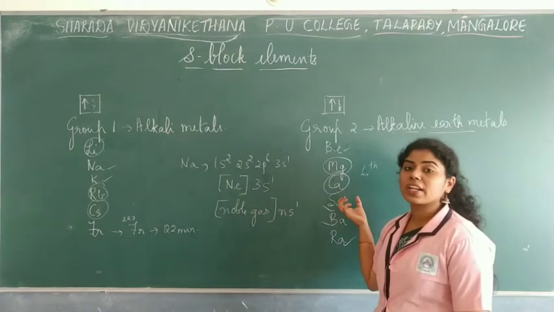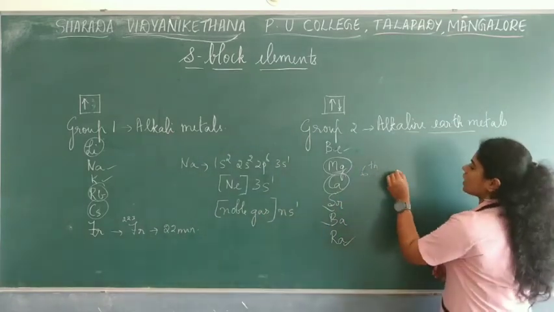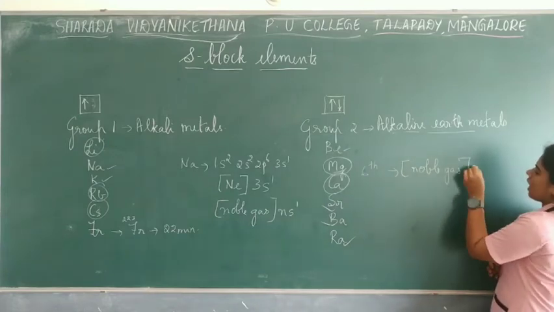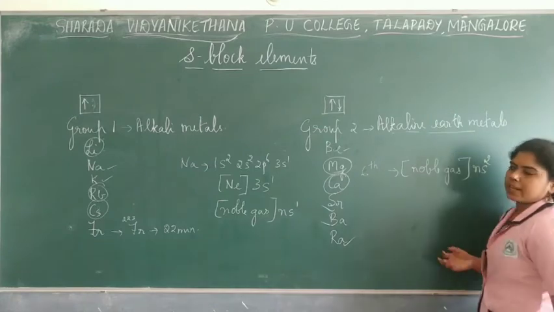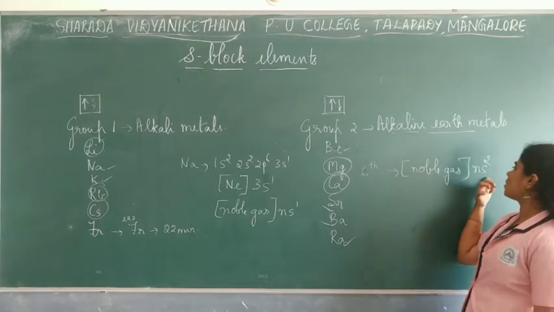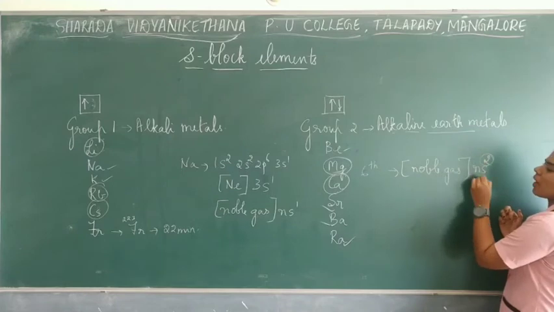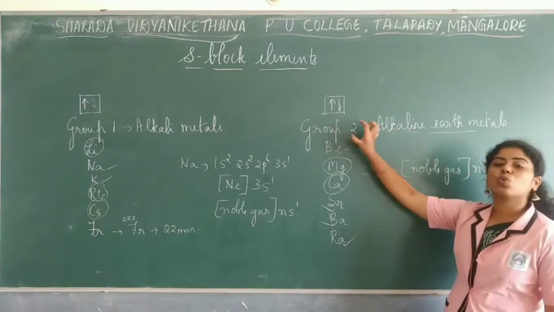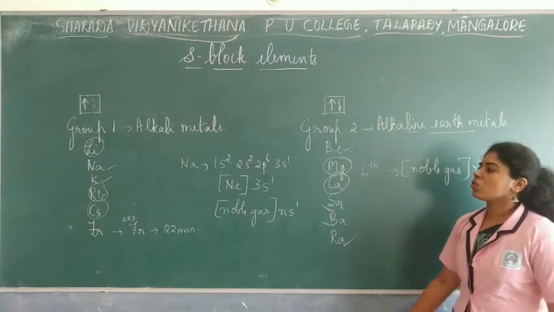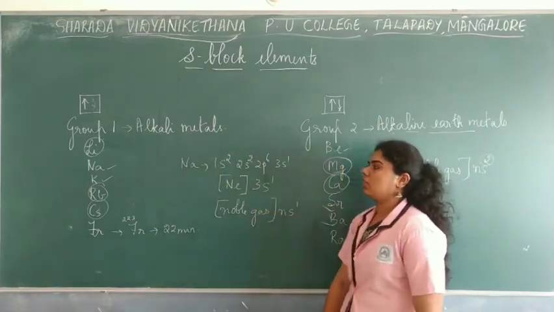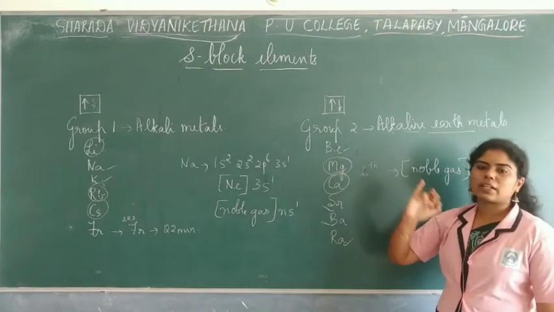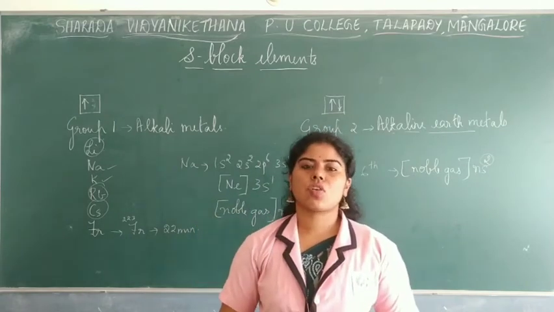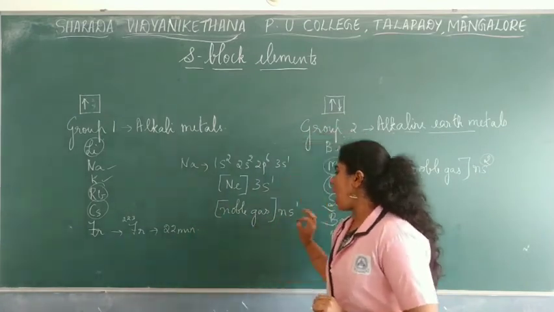In the same way, if you have to write it for alkaline earth metals, you write it as a noble gas core with ns2. Correct? Because two electrons are occupying the valence s orbital, that's why we write it as ns2. That's why they are categorized as group 2 elements. So here one electron is occupying the valence orbital, and here two electrons are occupying the valence s orbital. So this is the general electronic configuration for alkali metals and alkaline earth metals.